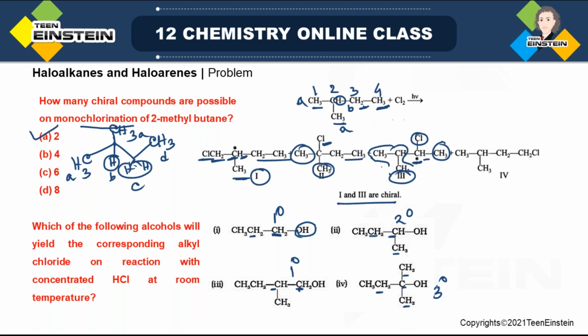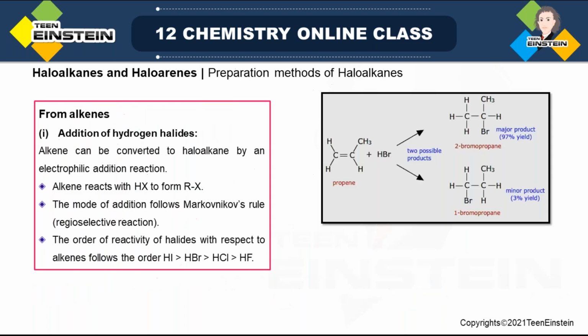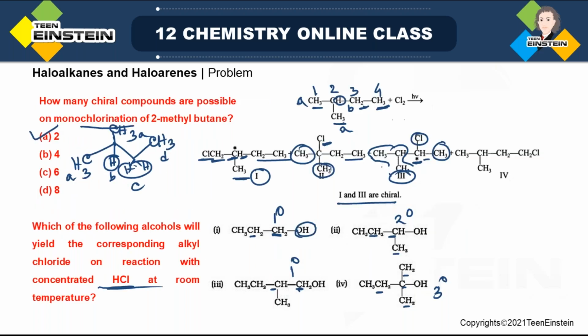And what we know, when you are making RCl, because you are using HCl, starting from the alcohol it is undergoing the SN1 mechanism. If you consider 3 degree alcohol, it will give the best result because it is going through the 3 degree carbocation, which is very stable. So that is why the last alcohol, as it is 3 degree, can yield the corresponding alkyl chloride at room temperature. So the correct option is 4. Fine.